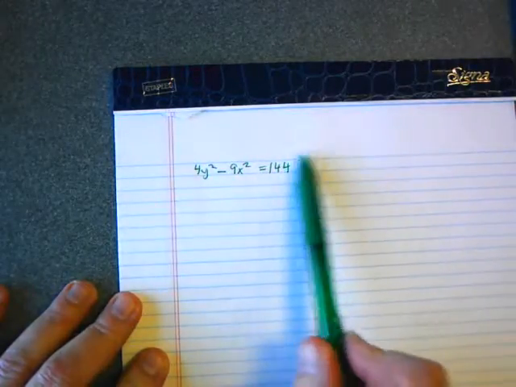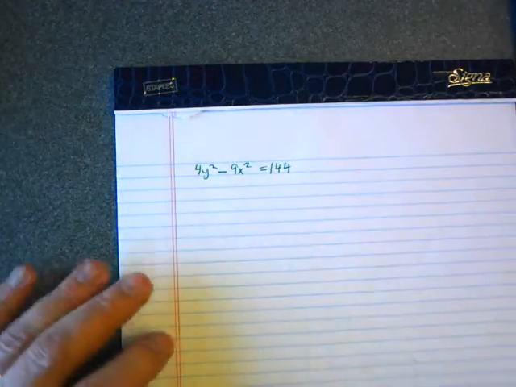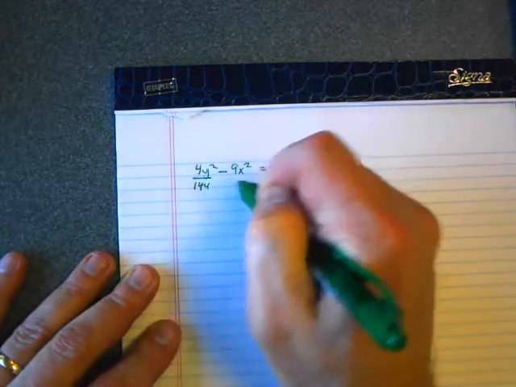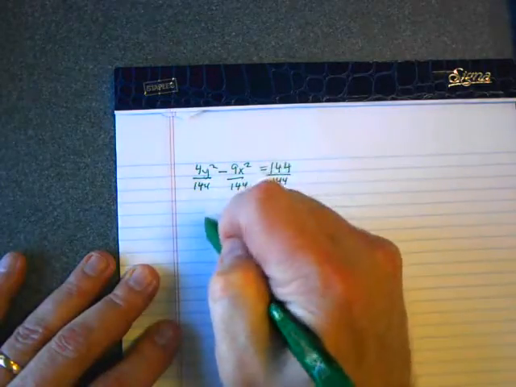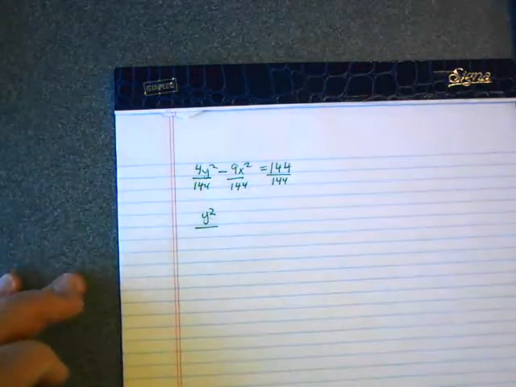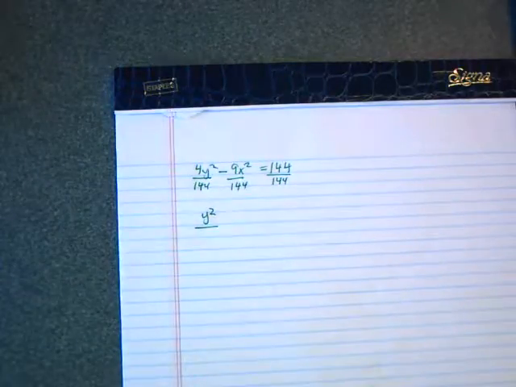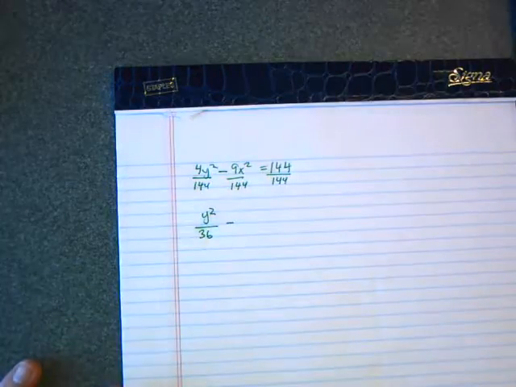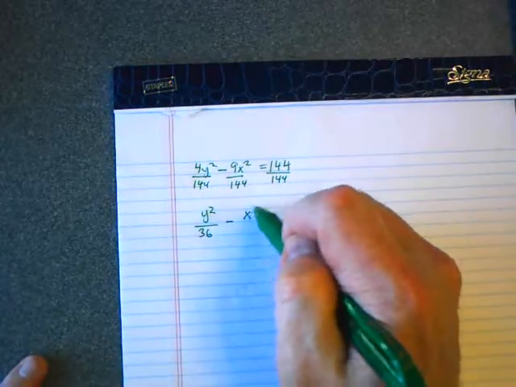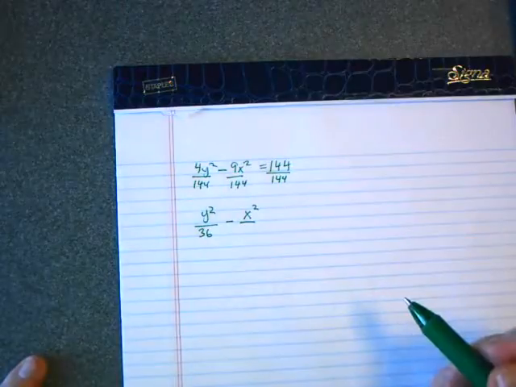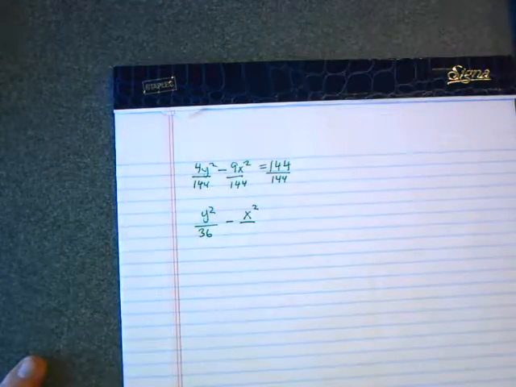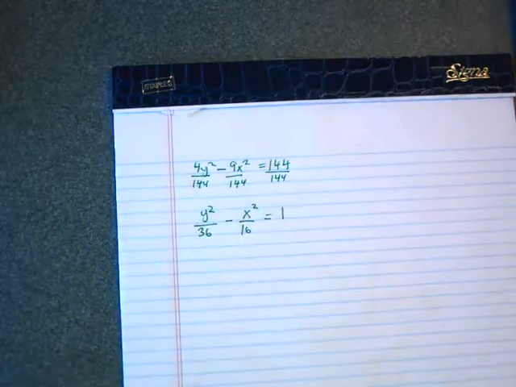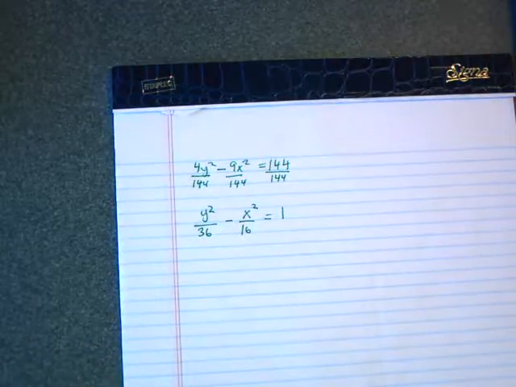This number right here has to be the number 1, doesn't it? That's always got to be a 1 right there. So we're going to divide by 144. Y squared over. What's 4 divided by 144? 1 over 36. Minus. What's 9 divided by 144? Over 16. Alright, so that one first we have to rewrite it slightly. We have to rewrite it that way.